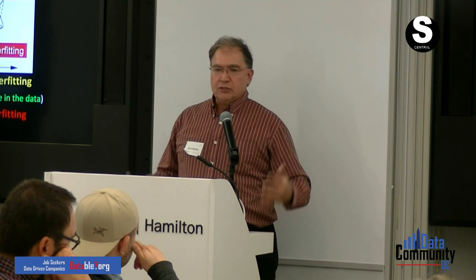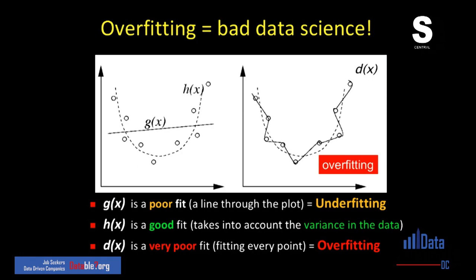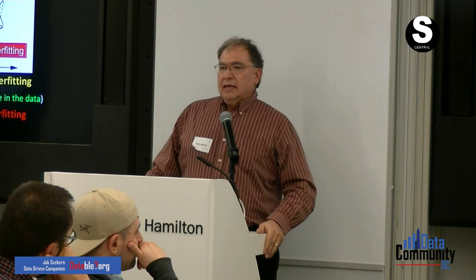Okay, so overfitting. These are just some very simple representations of a more complex concept. The curve on the right of this plot is labeled D of X. These labels aren't mine, I just found this plot somewhere. So D of X, there's a sequence of line segments that fit through every single point in that diagram. And so you can say that my model fits every single point with zero error.